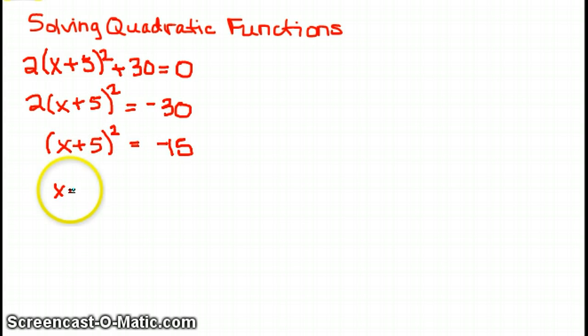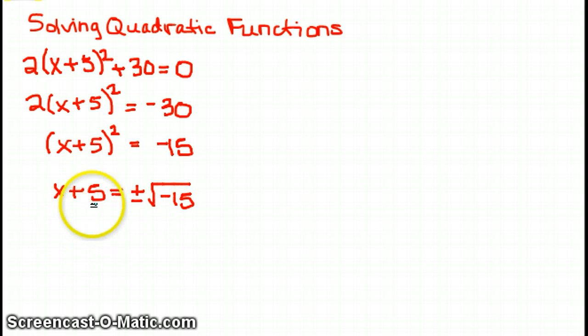And if you square root something that's squared, that just goes away. If you square root a number, remember that there is a plus or a minus to that number, so we have plus or minus the square root of negative 15. We again still want to get x by itself, so we're going to have to subtract 5 from both sides. So I get x equals negative 5 plus or minus the square root of negative 15.